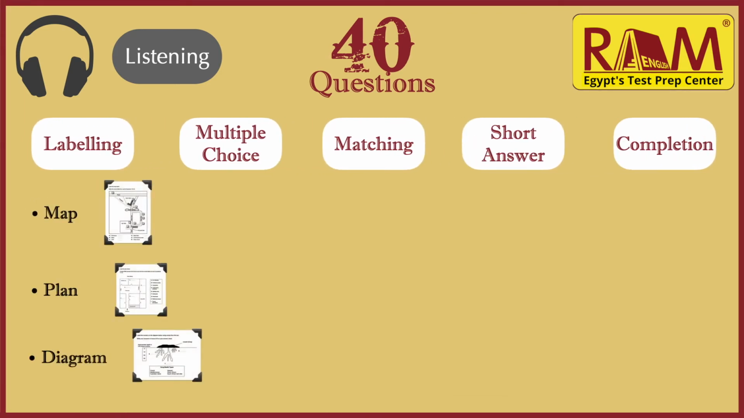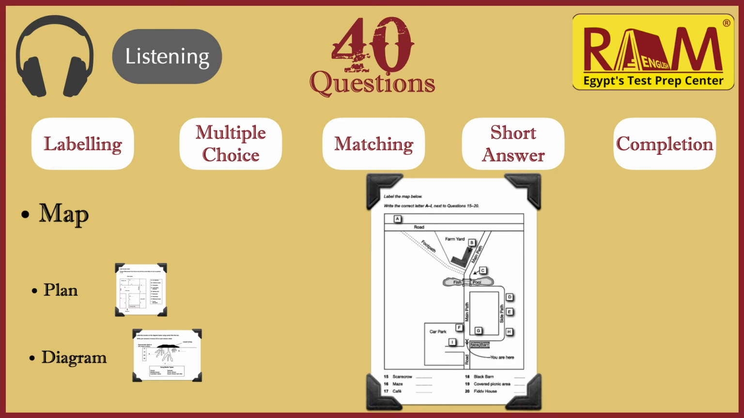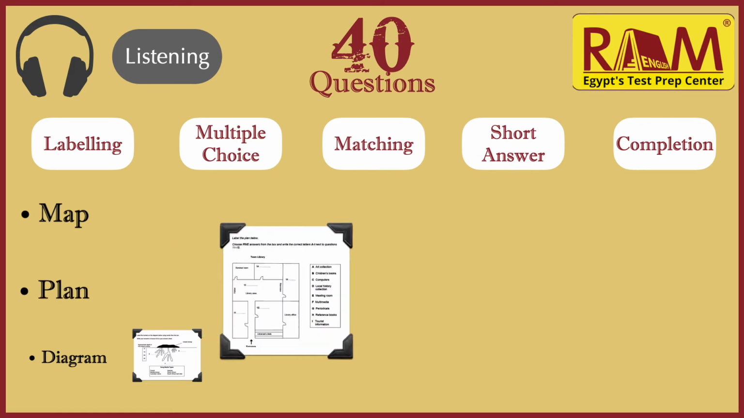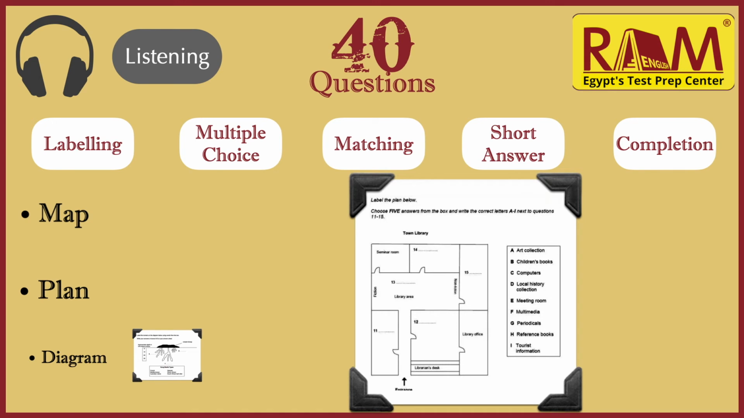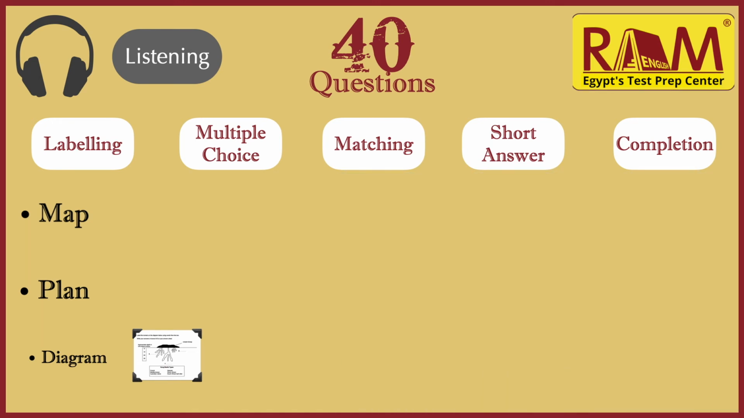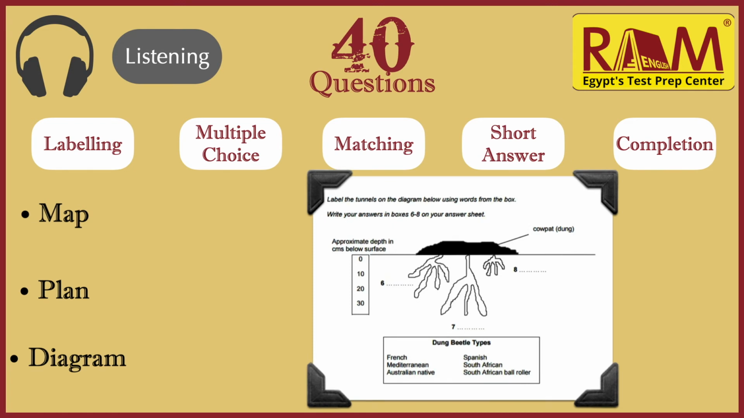The second type of listening questions is labeling, which may be labeling of a map, and here is a sample of how it looks on the test paper, or labeling of a plan, and here is a sample of how it looks on the test paper. Also, we have labeling of a diagram, and here is a sample of how it looks on the test paper.